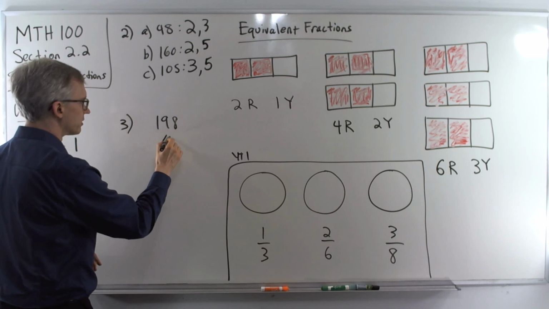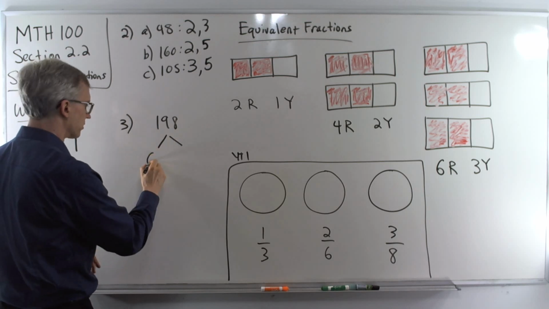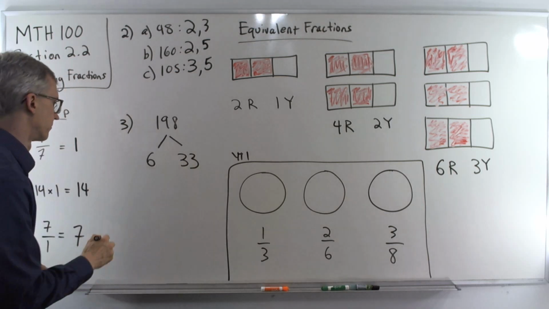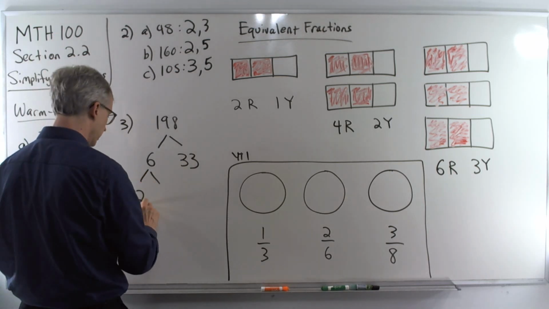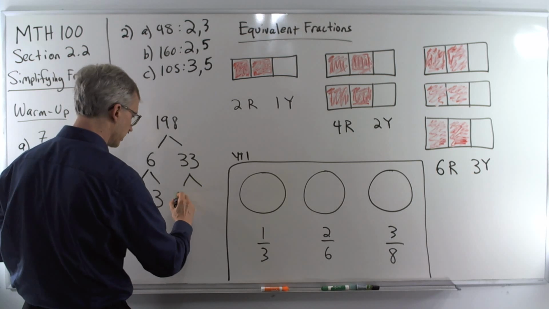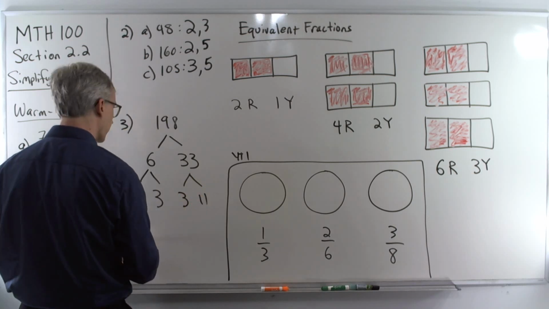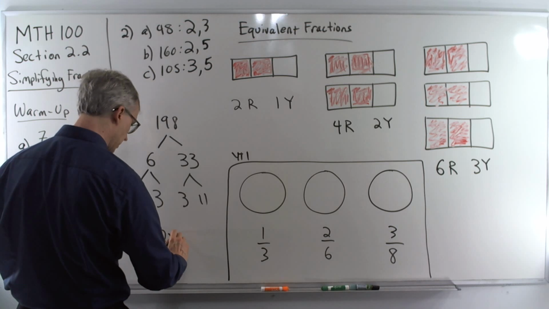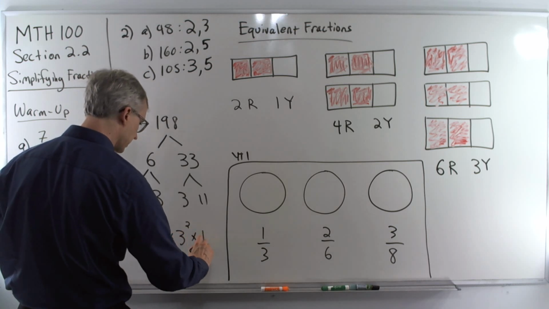But there's another way to do this. We can do 6 times 33. So any of those ways will work. 6 then is 2 times 3, and 33 is 3 times 11. So we get 198 equals 2 times 3 squared times 11.